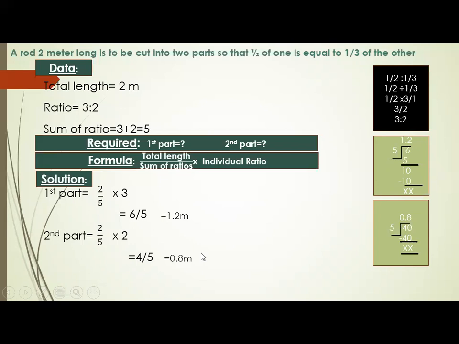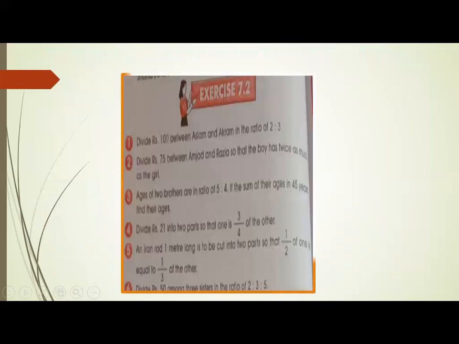And if we add these two numbers, look here, if we add 1.2 with 0.8, 8 plus 2, we get 0. Then 1 is there, we get 2.0, that means 2. Okay, 2.0 means 2. That means our answer is correct. So we get the result: the first part is 1.2 meters and the second part is 0.8 meters.